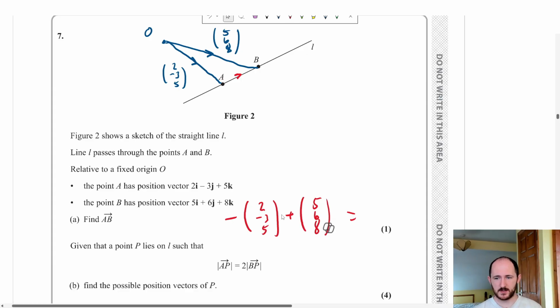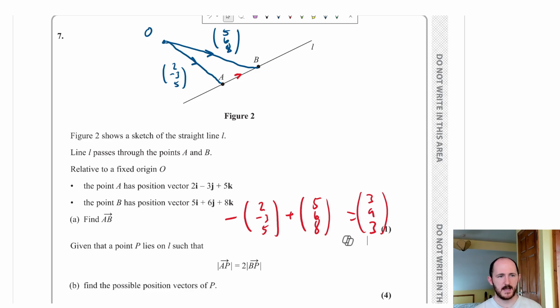So that'd be minus 2 plus 5, which is 3. Then we have minus 3, so it's 3 plus 6 is 9. And then lastly we have minus 5 plus 8 is 3. So 3, 9, 3 for part A. Not bad.